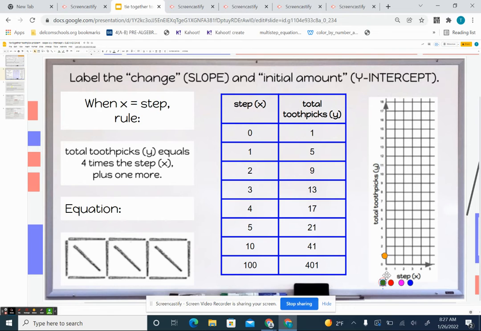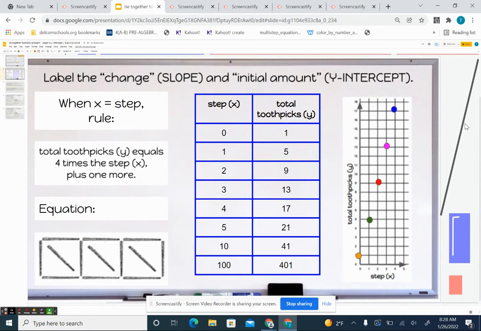Step 1 is 5 toothpicks, so I'm going to put a dot at (1, 5). Step 2 is 9 toothpicks, so I'm putting a point at (2, 9). I'm just looking at the data on my data table and graphing points. At step 3, we had 13, and at step 4, we had 17. Maybe you've already noticed this is a straight line. I'm going to drag that line over to get it in the right spot there.